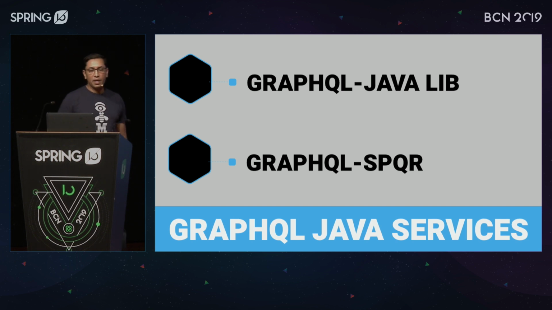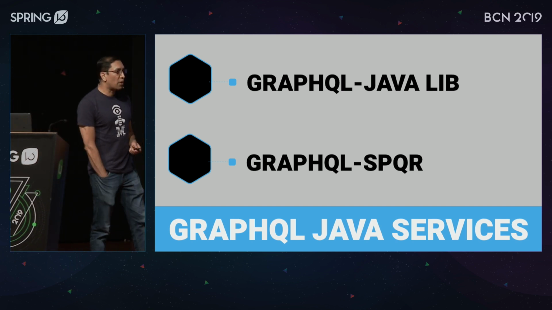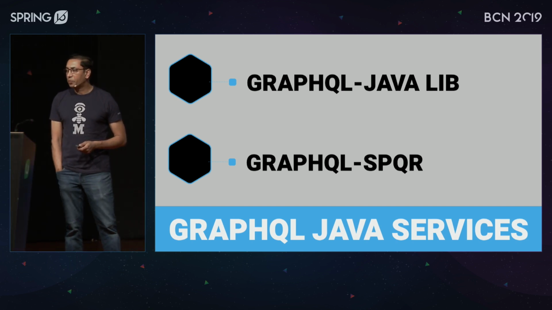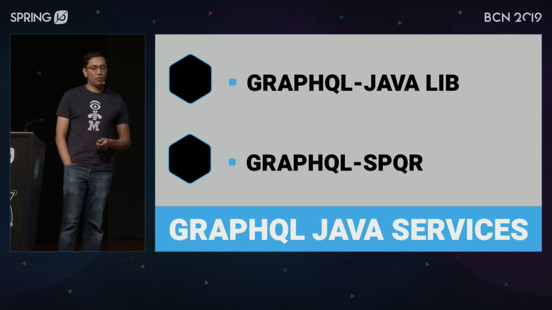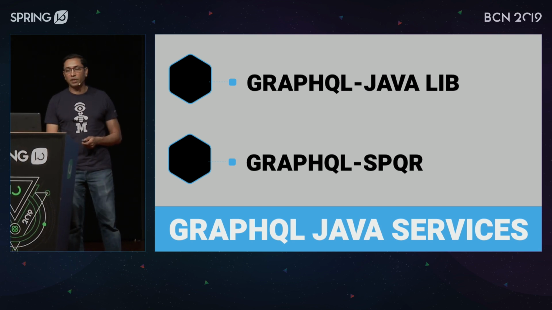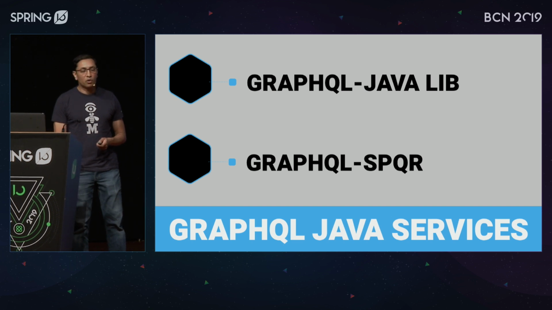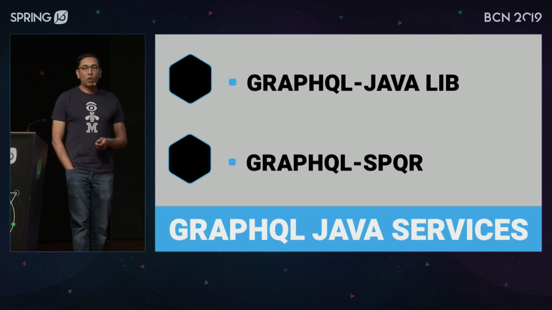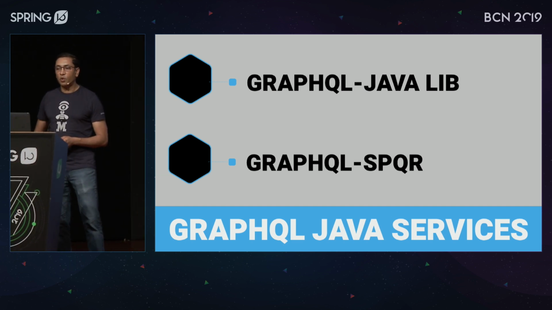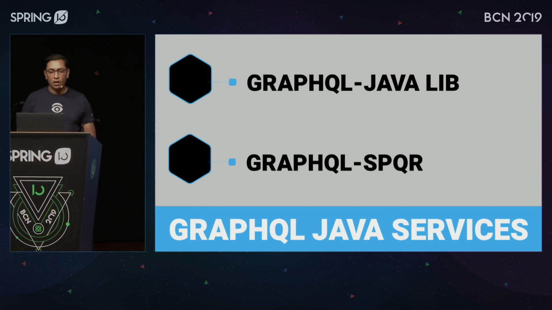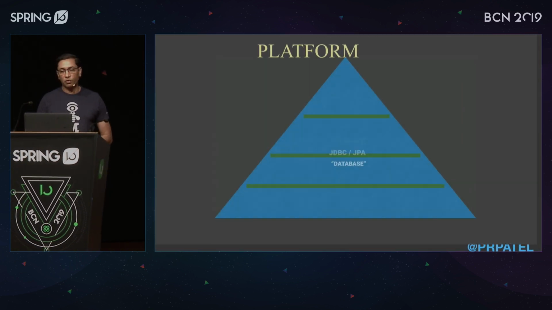There are two main libraries for doing this. There's one called GraphQL Java, which is a very low-level library for building GraphQL stuff out. We'll have a look at that in a second. And there's another one called GraphQL SPQR, pronounced "speaker," which is a GraphQL library that is a little bit more sophisticated for building out a GraphQL server.